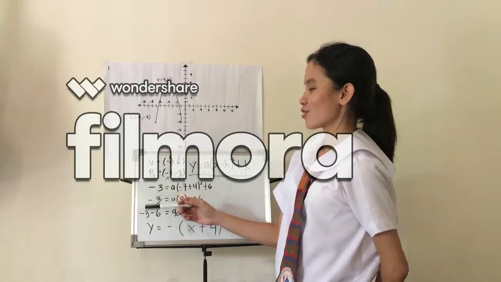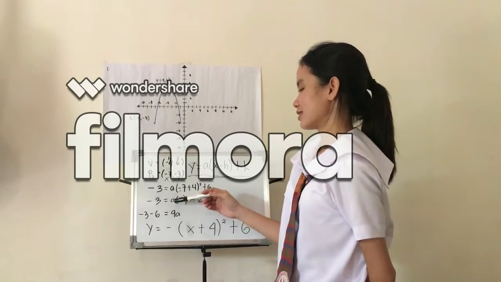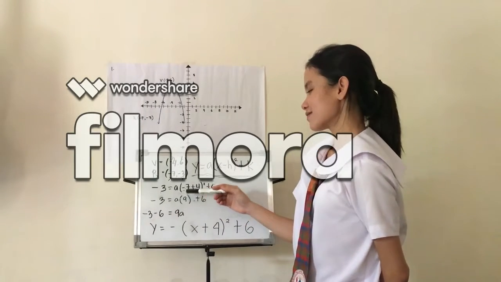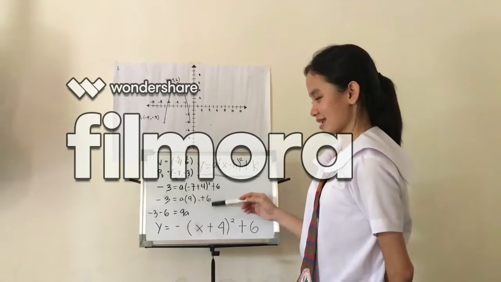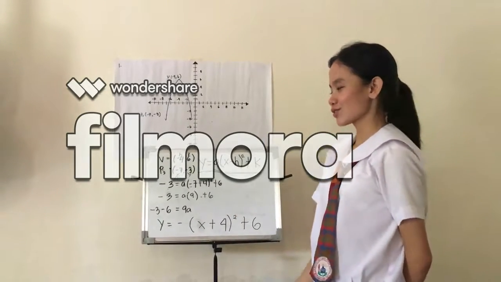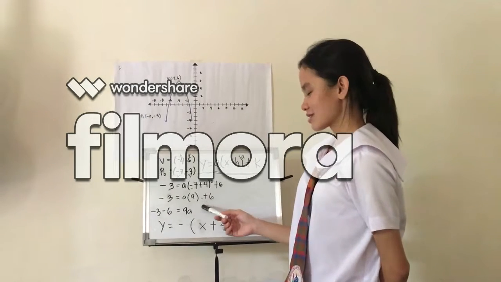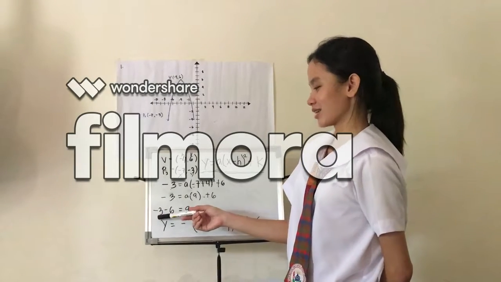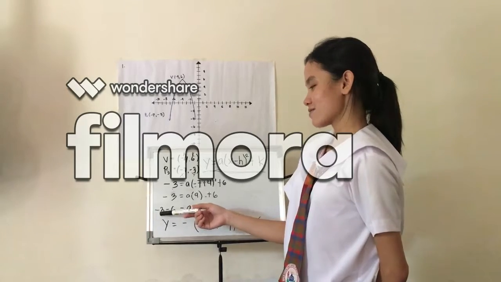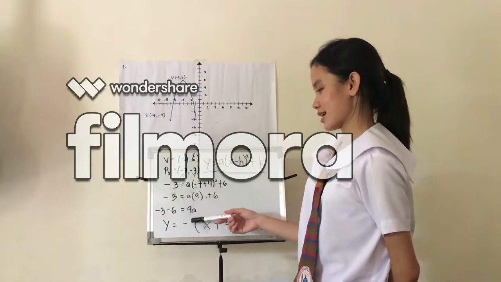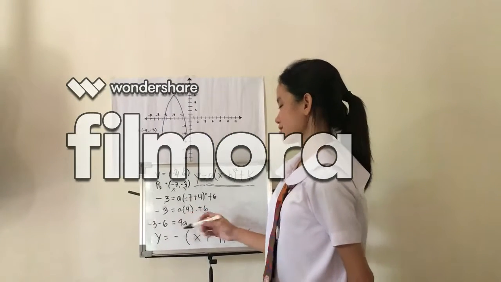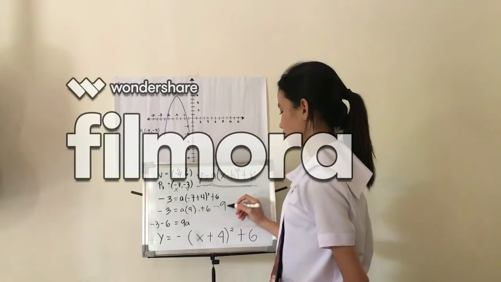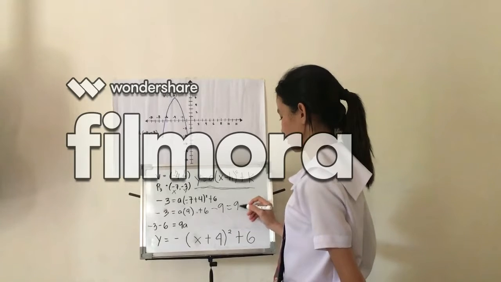Next, we're going to copy -3 equals a, (-7 + 4) squared, which is 3 squared, 9, plus 6. Then we're going to transpose 6, which will become -6. -3 minus 6 equals 9a. -3 minus 6 is -9 equals 9a.